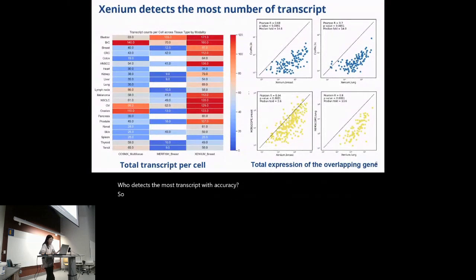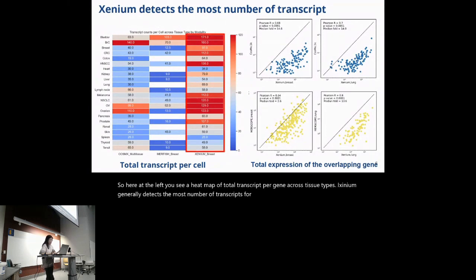Here on the left, you see a heat map of total transcripts per gene across tissue types. Xenium generally detects the most transcripts for all tissues and cancer types, and tissues such as spleen, lymph node, and thyroid have unsatisfying results across all panels. And on the right, we have a dot plot that compares the number of transcripts for the overlapping genes across all platforms. Xenium breast has 15-fold more counts than the CosMx multi-tissue data, and the Xenium multi-tissue panel has a 12.3-fold higher expression, and lastly, a 14-fold difference with the lung panel.